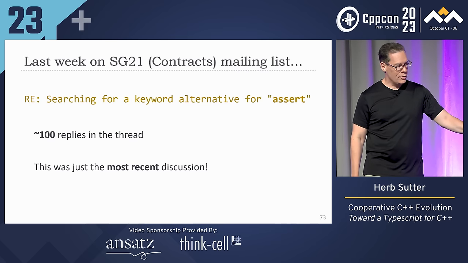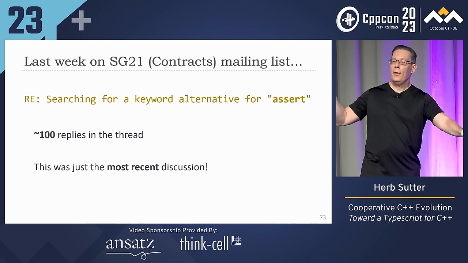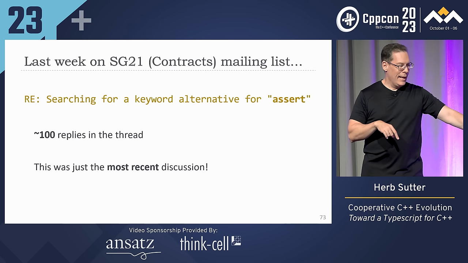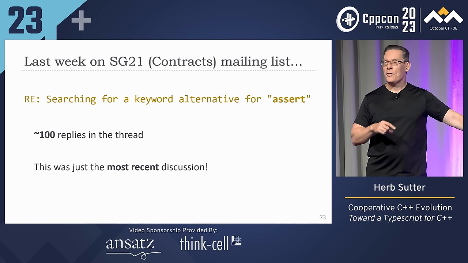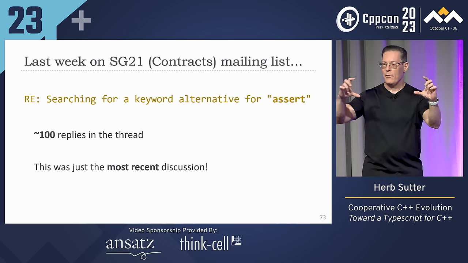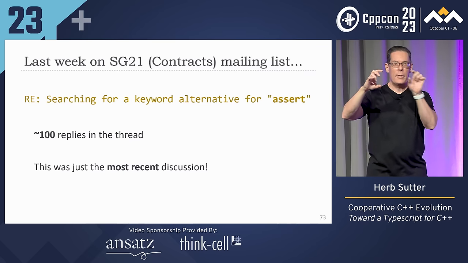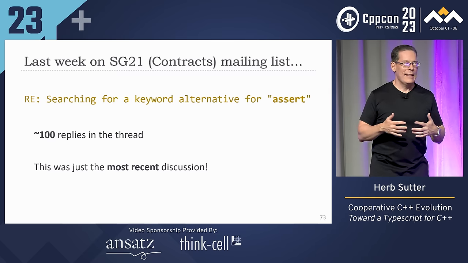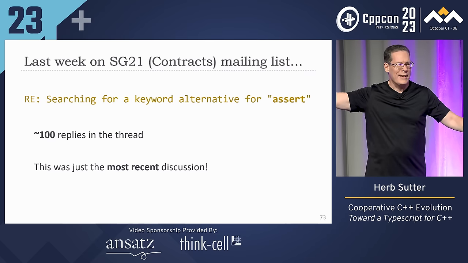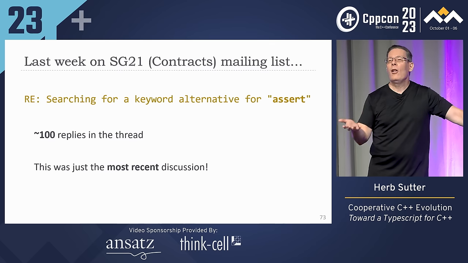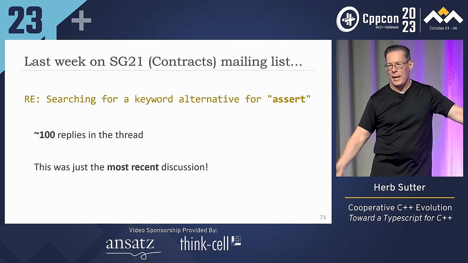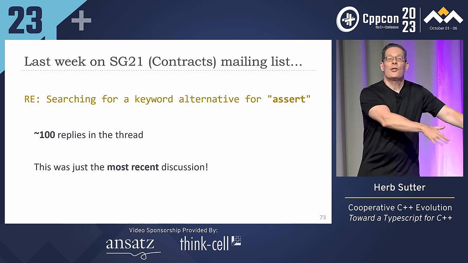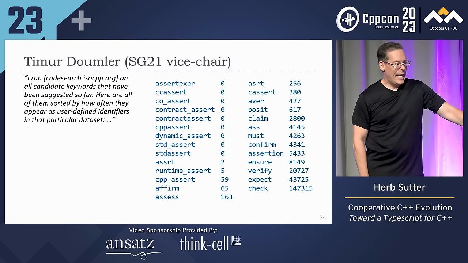But compatibility is a constraint. Here is a thread from the contract subgroup, study group mailing list just last week. Searching for a keyword alternative for assert, because we want to write assert contracts in the middle of a function, and the current syntax is square bracket, assert. There's this macro. This macro gets in the way, that C put onto us. So what do we call assert instead to get around the incompatibility with the C macro? There's about 100 replies in that email chain, and that's just the most recent email chain about this.